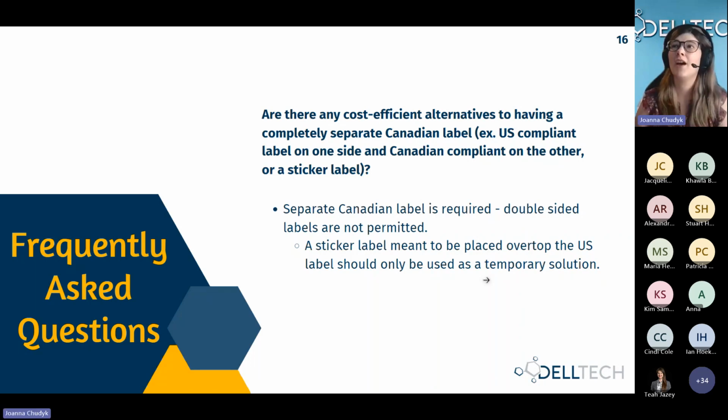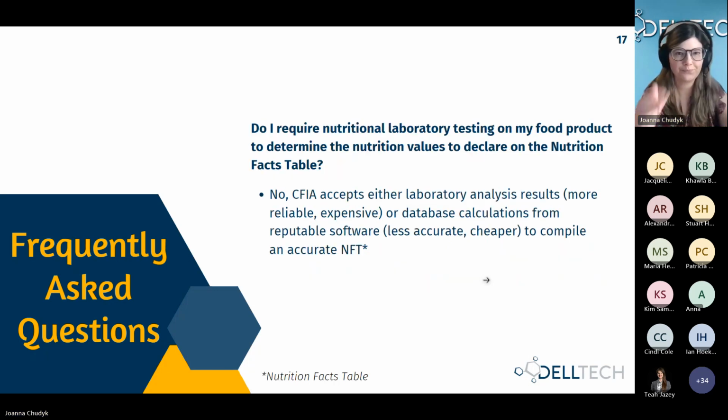Another alternative some clients come to us with is a sticker label. So that's a sticker you take and you place it over top of any sort of other label, and that sticker has the Canadian compliant information. We also don't recommend that this be used as your final label either. It can be used as a temporary solution if you're in the process of transitioning to a Canadian compliant label, but it should by no means be your final product label.